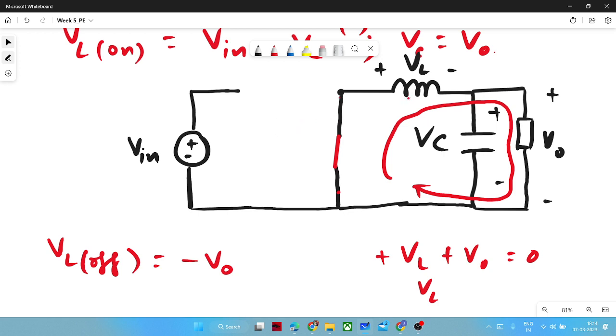During this period, this inductor will have to discharge its energy along the V naught, or whatever load is there. Now, to which path will it follow? Here it is a diode.